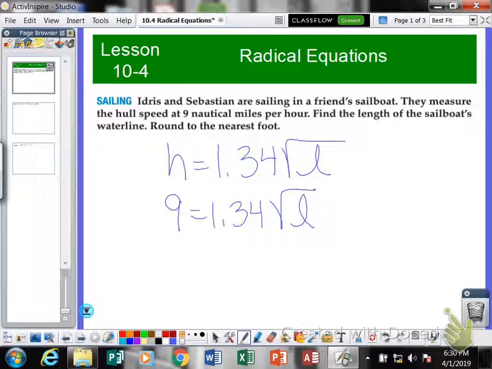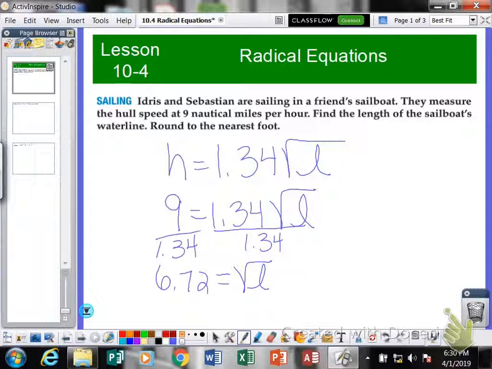Remember, we've been doing this before, so we want to undo the multiplication by dividing by 1.34. So 9 divided by 1.34, and we get about 6.72, and that's equal to the square root of L. Now, how do we undo a square root? To get rid of that square root, we actually square it.